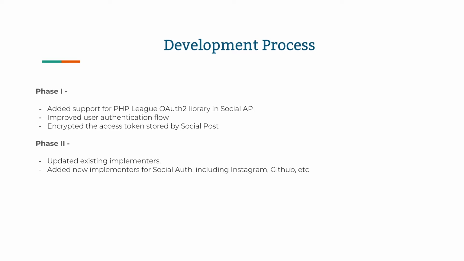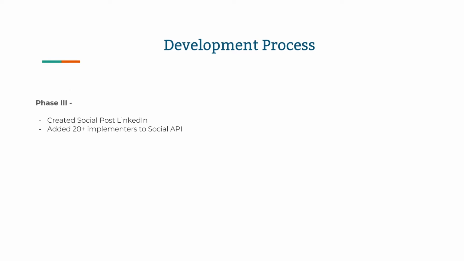Also, Himanshu worked on updating existing implementers since there were major API changes, so we had to update all the implementers that were developed before. And he added a bunch of implementers for social auth, around 10 or 15, including Instagram, GitHub, and others. And then, as an example of social posts, he created social post LinkedIn and added more implementers to the social API, including social posts, Facebook, Slack, Twitter. He updated Twitter as well.